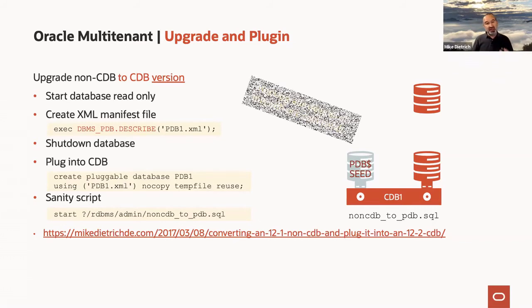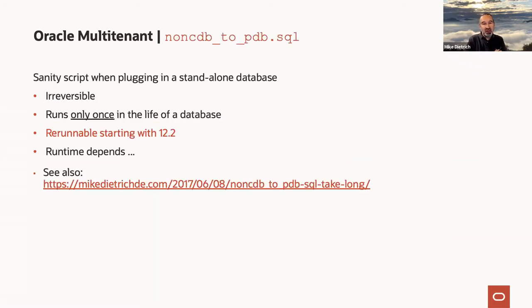But all that, as I showed you before, can be done with AutoUpgrade. But this non-CDB to PDB script runs only once in the life of a database, never again. It's only for the purpose of assimilating your non-CDB, making it a PDB. This is what the script name says, non-CDB to PDB. It's irreversible. So far, I'm not aware that anybody wrote a script PDB to non-CDB. That means when we have you, you're in, and there's no door to open to leave the universe of multitenant anymore. Since 12.2, luckily, that script is rerunnable, and the runtime really depends.